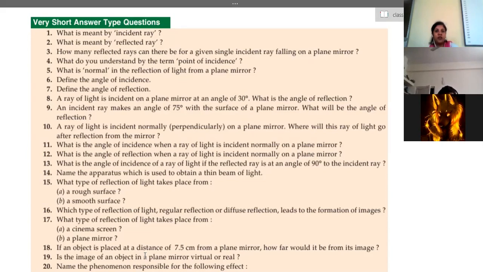What is meant by incident ray? Ma'am, the ray of light that strikes the plane mirror. The ray of light which strikes the plane mirror is called the incident ray. Reflected ray? Ma'am, the ray of light which reflects on the mirror, which is bounced back after striking the mirror. The light ray which bounces back after striking the mirror is called the reflected ray.